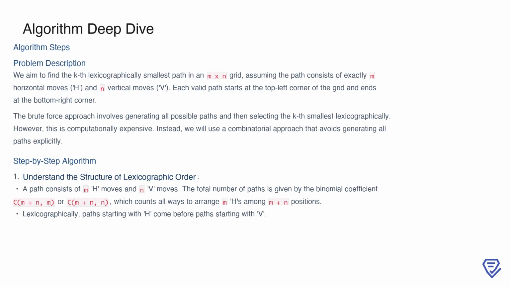A brute force method would involve generating all possible paths and then sorting them to find the kth one, but this is extremely inefficient because the number of paths is given by the binomial coefficient C(M plus N, M). Instead, we use a combinatorial approach. By leveraging the properties of lexicographic order and binomial coefficients, we can directly construct the desired path without generating all possibilities, making this method computationally efficient.